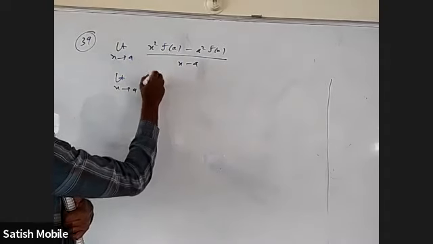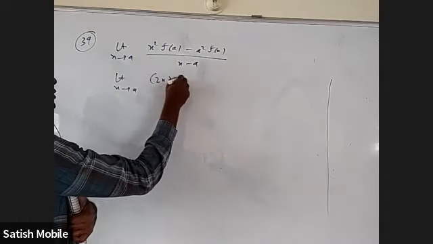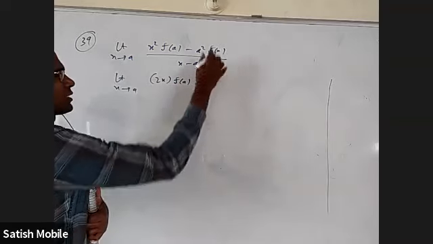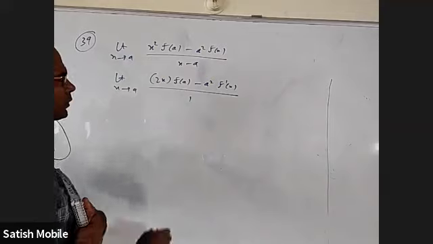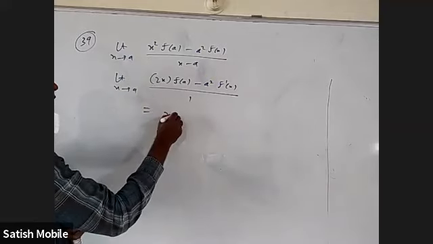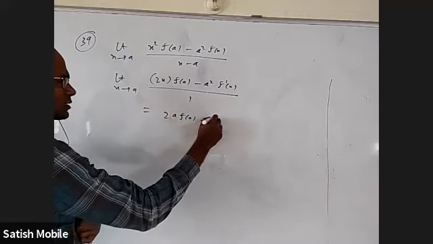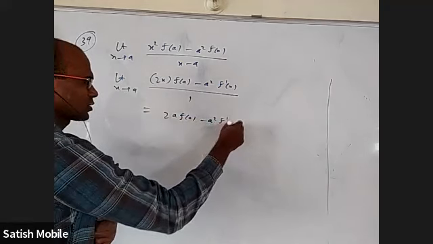This is a constant. Derivative of x square is 2x into f of a, minus f of x, derivative is f dash x, and derivative of the denominator is 1. When I put x equal to a, 2a f of a minus a square f dash a. That's it. That is the answer.